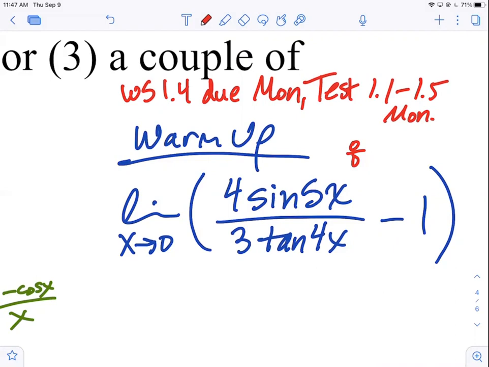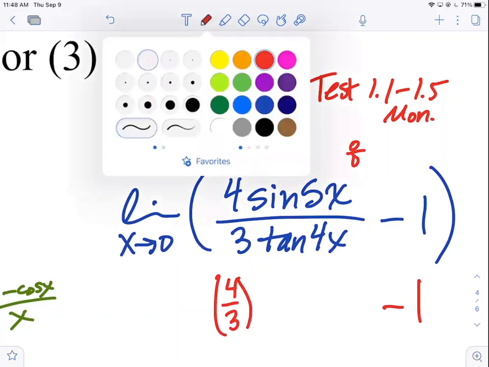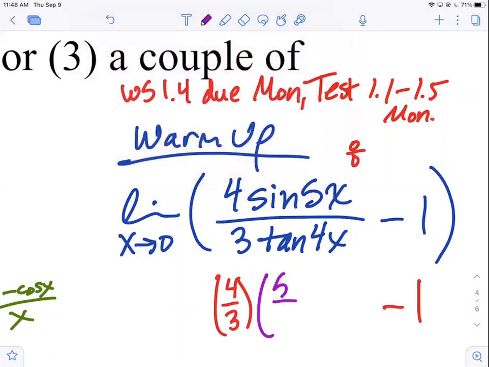So the limit of a constant is a constant. So we can use the property from 1.2 that says the limit of a sum is the sum of the limits, or the difference. I've already done the second one, right? That was easy. And then this one, the 4/3 is going to go along for the ride. It's just a constant multiple. So really, it's just this. What is the limit as x goes to 0 of sine of 5x over tangent of 4x? 5/4. It is, and it is by memorization.